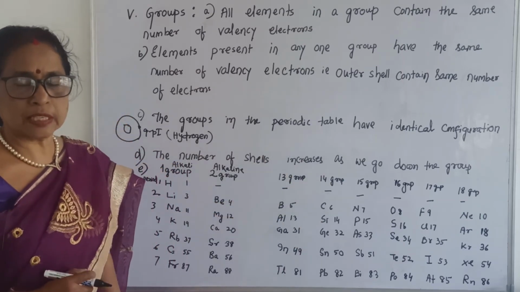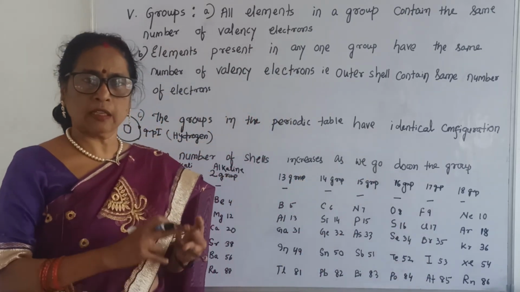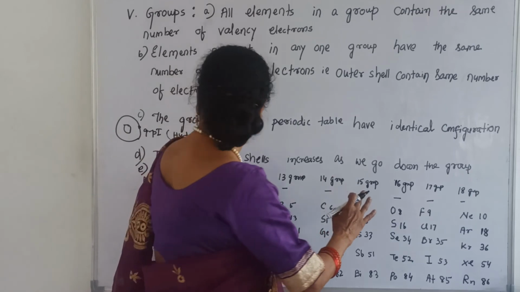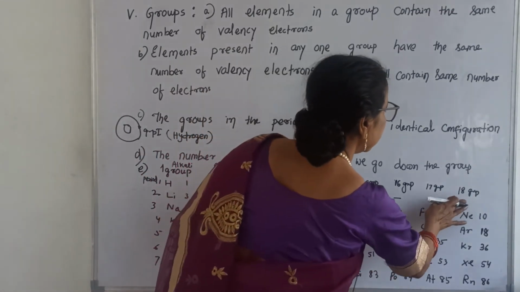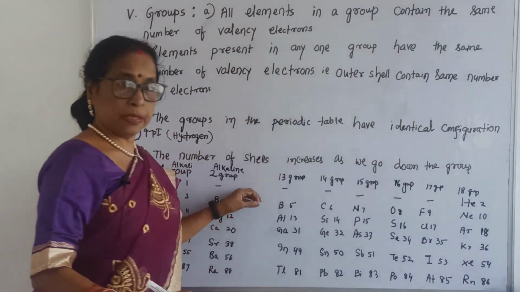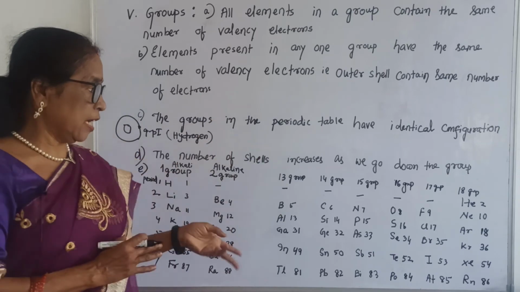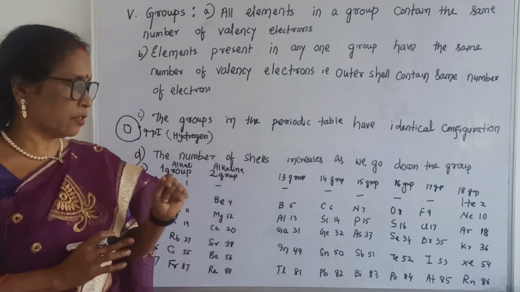So what are the elements of group 18? Can you say? You start from neon, argon, krypton, xenon. Sorry, I forgot to write helium here. Helium is 2. Again please, sorry, here you observe group 18 starts with helium: helium, neon, argon, krypton, xenon, radon.